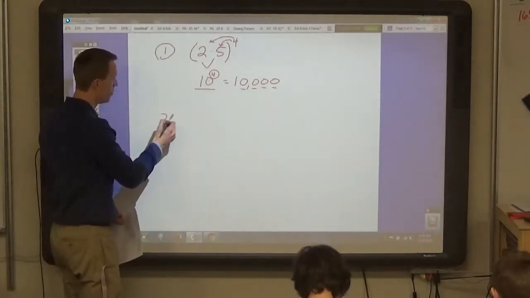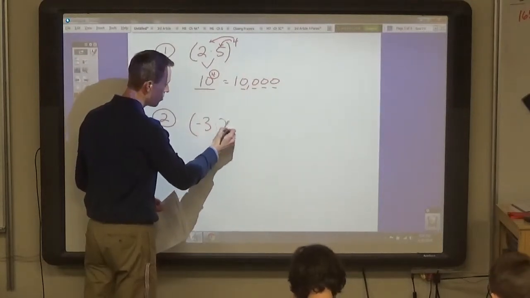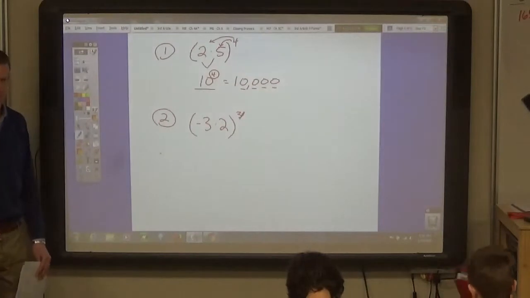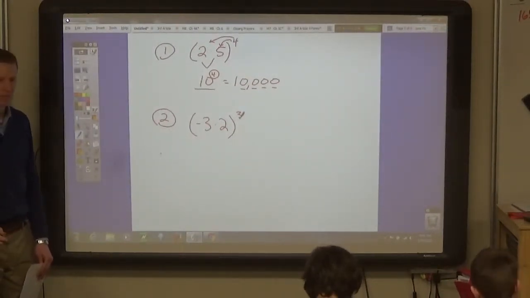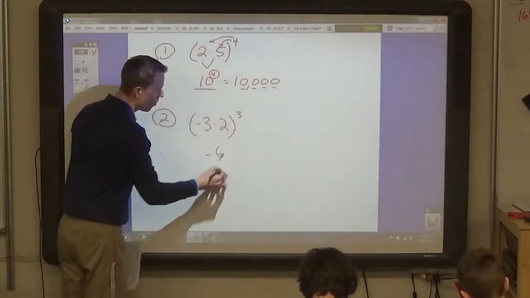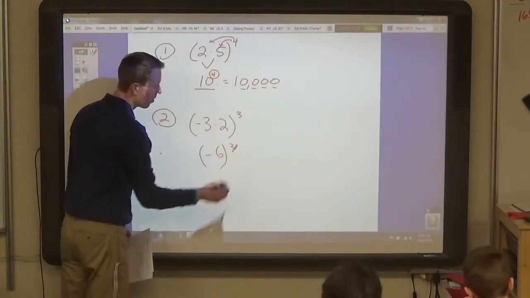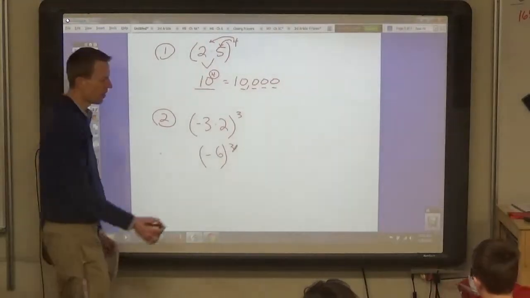How about number 2? Negative 3 times 2 to the 3rd power. So again, you probably want to make that negative 6 to the 3rd power. And then find the answer to that.